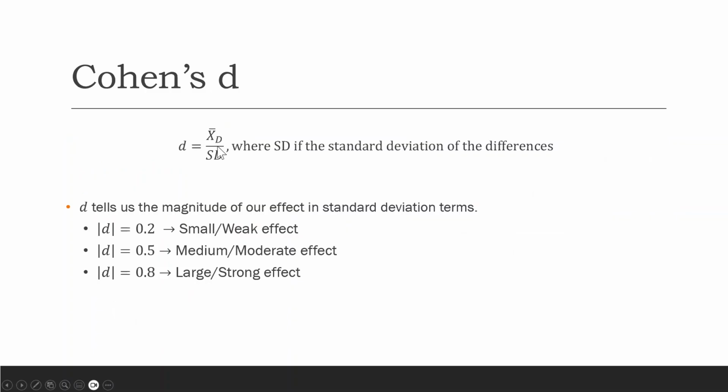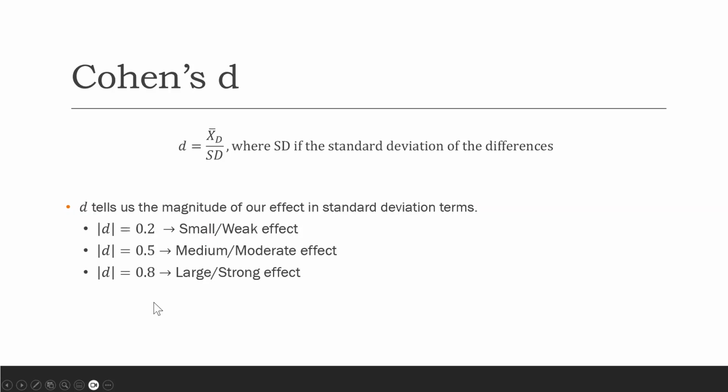X bar sub d divided by the standard deviation of the differences. It is in standard deviation units, so it is a measure of the magnitude of the differences in standard deviation units. We have the same interpretation of the actual value of Cohen's d, and I do want you to know that this can be any value.